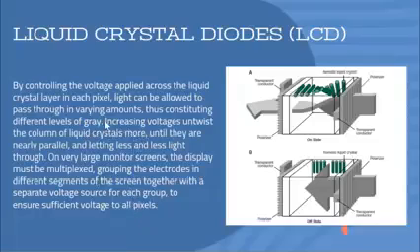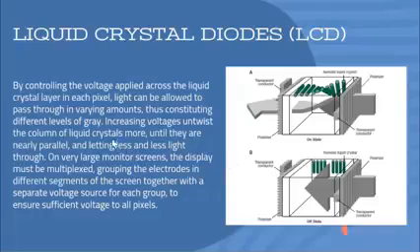So there is a sentence: increasing voltages untwist the columns of liquid crystals more until they are nearly parallel and letting less and less light through. So, the relationship of voltage and the light is inverse. Okay? Once you apply voltage, okay, once you increase the voltage, a lesser intensity of light is passing through.